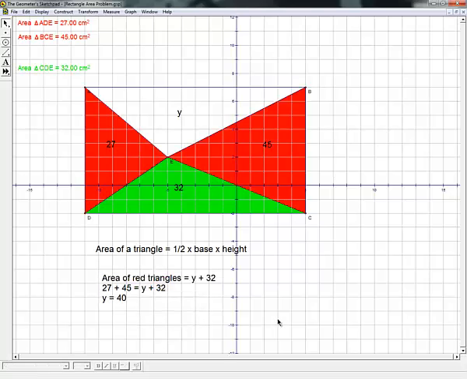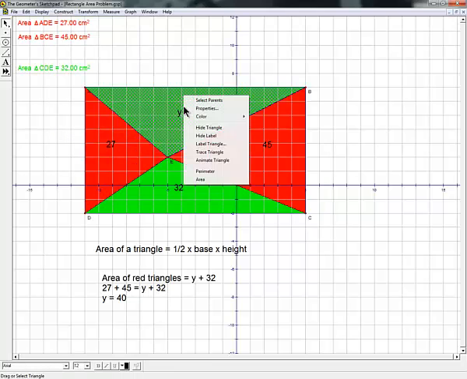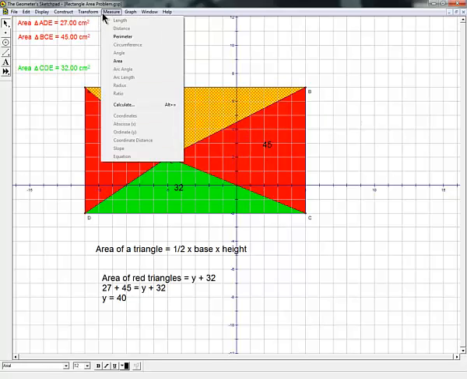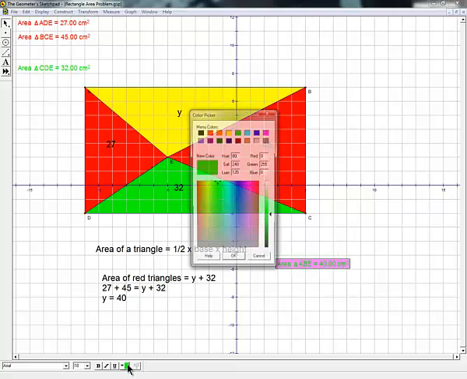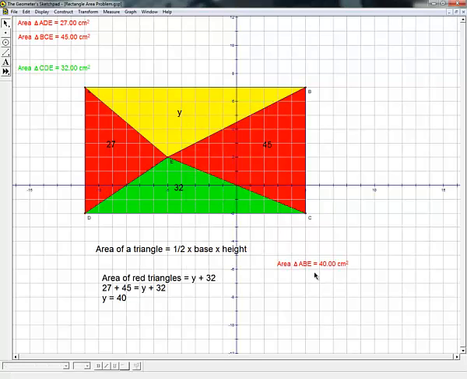Now let us verify this. Click on point A, point B, and point E. First we indicate a triangle interior. Let me give it a different color, yellow. And we can measure the area. And voila, we have the area will be equal to 40 cm cubed. Let me choose another color, as you can see here. And that is the end of our demonstration.